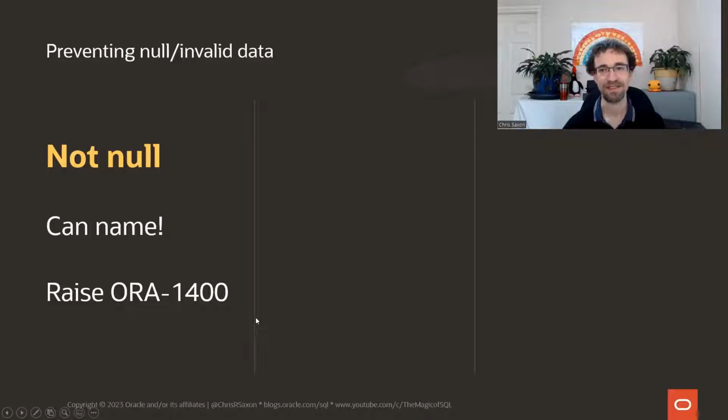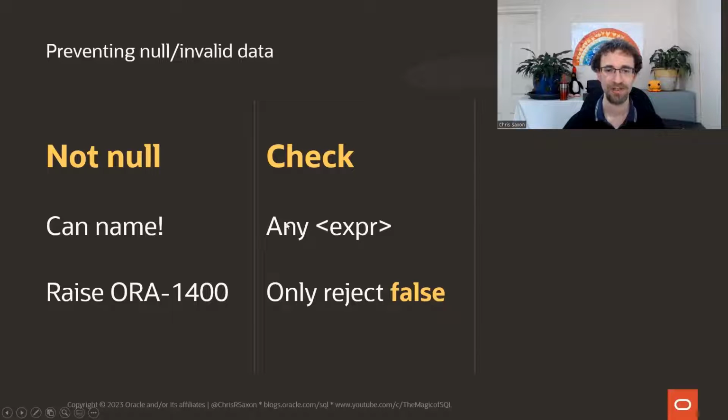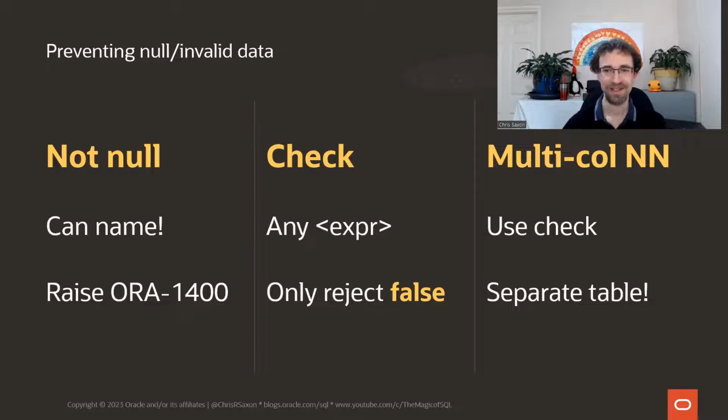And secondly, it has its own constraint, which is different to check constraints, which is always raised. Check constraints should be any deterministic expression, and they only reject rows where the condition is false. That can lead to surprising results when nulls are possible. Finally, if you want a multi-column not null constraint, you have to use a check constraint.